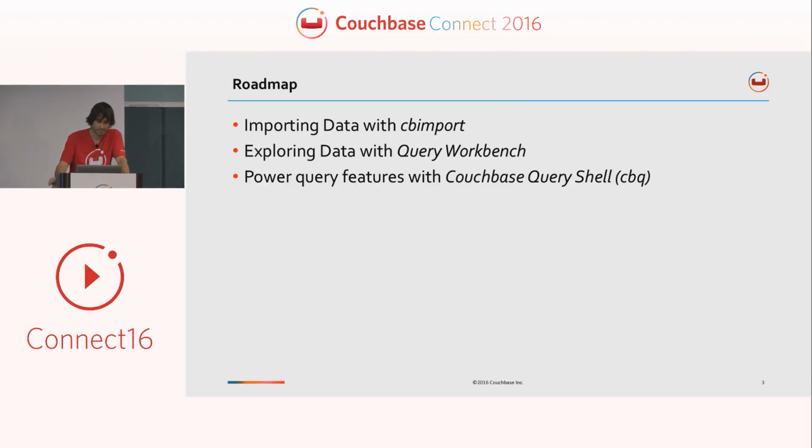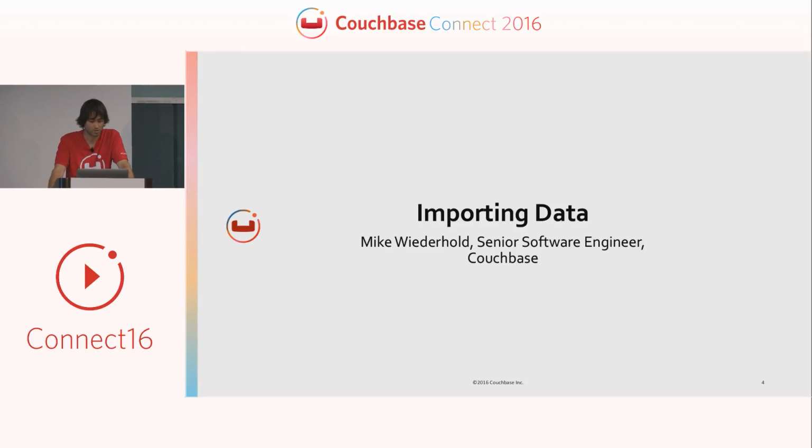During this presentation, we'll be taking a look at three tools in particular. First off, we'll be importing our campaign finance data with cbimport. cbimport was added in 4.6. We'll then be examining the data using Couchbase Query Workbench, as well as showing off how to script queries using the Couchbase query shell. Both of these last two features were added in 4.5. So first, we'll be taking a look at importing our election data with cbimport.